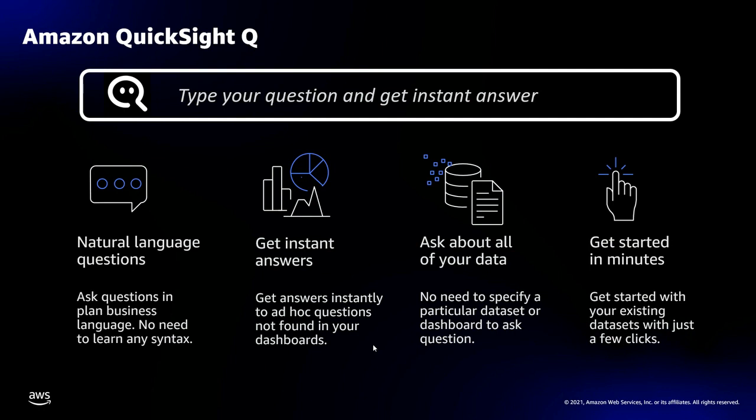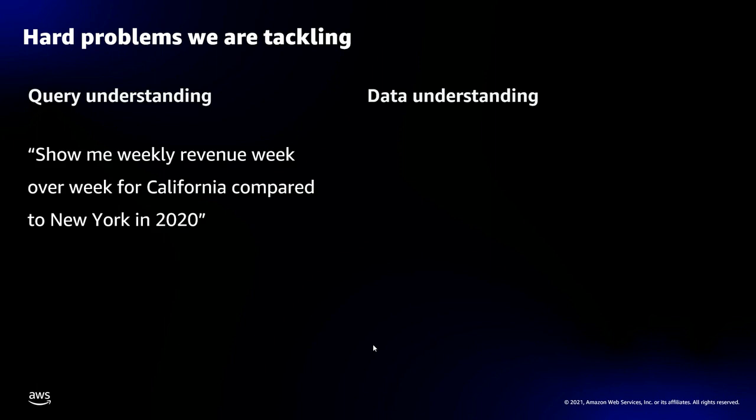My focus so far has been on how easy Q is to use and how quickly we can get it set up. But what I don't want to get lost is some of the technical complexities that are really going on behind the scenes. So before we jump into the demo, I just want to deep dive on that just a bit. There are two key areas that we're focused on when we're talking about handling natural language questions. First is the query understanding, and the second is data understanding. When we talk about the query itself, we have a business user asking questions similar to what you see on the screen. Show me weekly revenue, week over week, for California to New York in 2020.